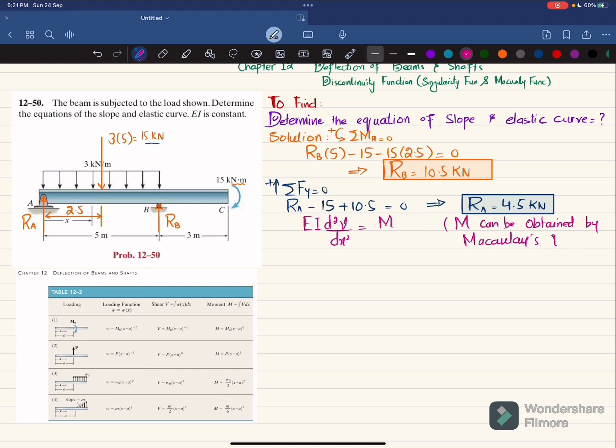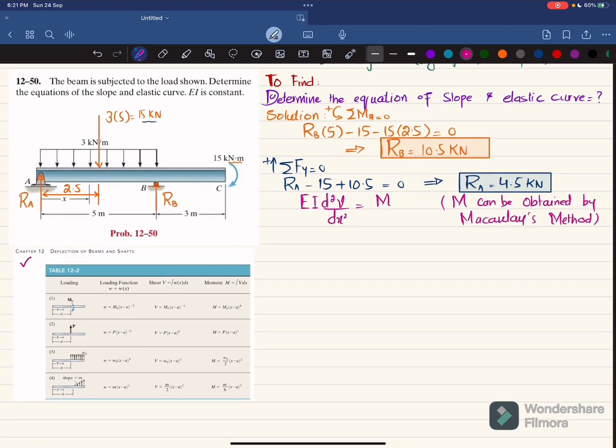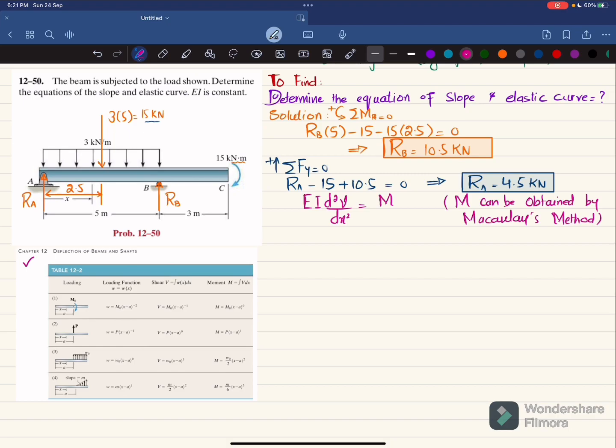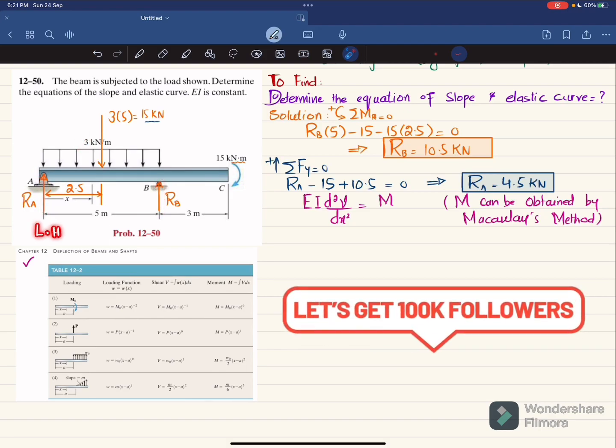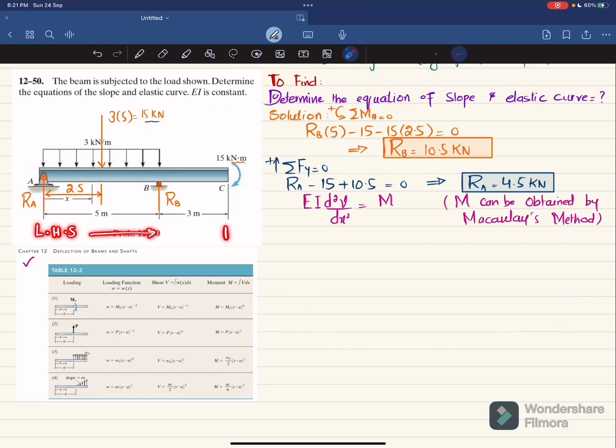And for this method, we will use the table given in chapter number 12 of the book Mechanics of Materials by R.C. Hibbeler. So this is the table, and from this table you can see the case of point loads, distributed loads and point loads, etc. So we'll start from the left-hand side and move toward the right-hand side, and at the right-hand side you will ignore the load.